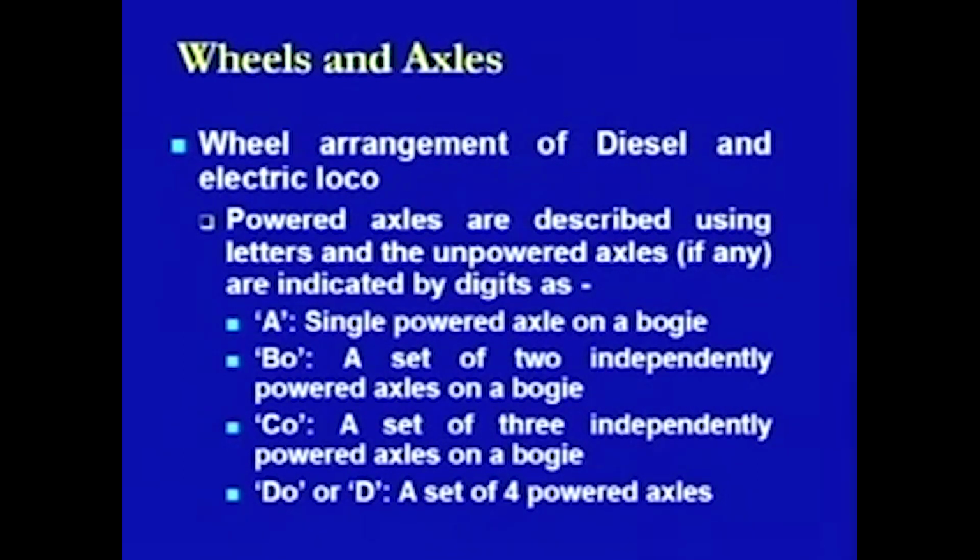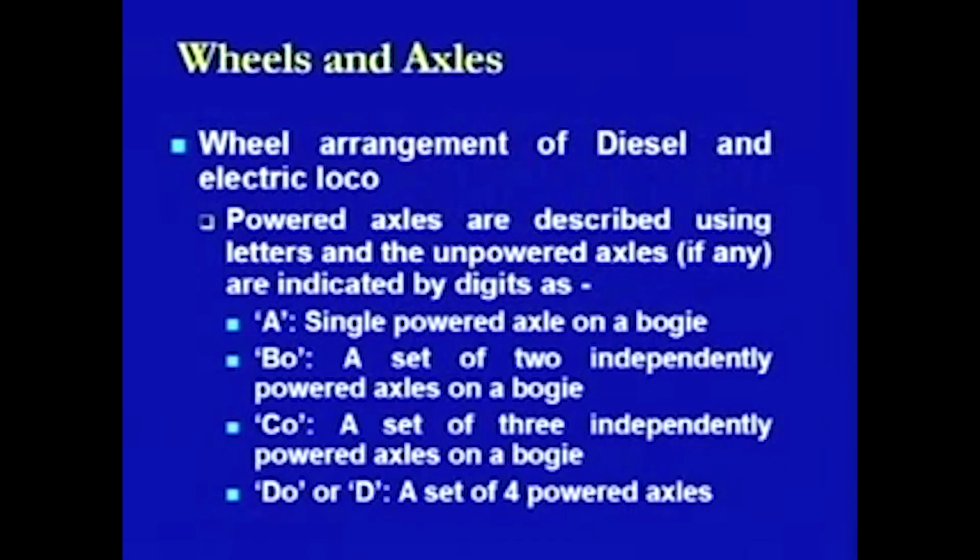In case we are using A, it means a single powered axle on a bogie. A bogie is a base provided at the base of the locomotive which provides the motive power to the locomotive. Therefore, the locomotive has 2 structures. One is the upper structure on which the rest of the things are placed, and there is a bogie, which is a supporting structure with a powered axle through which it moves. Similarly, there is another case termed as BO. BO means there is a set of 2 independently powered axles on a bogie.